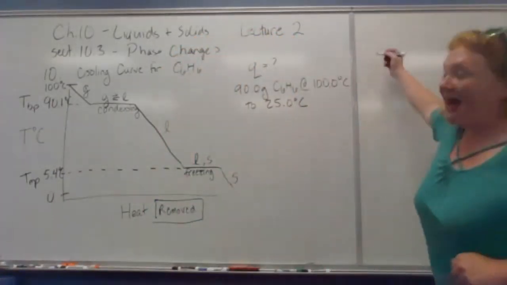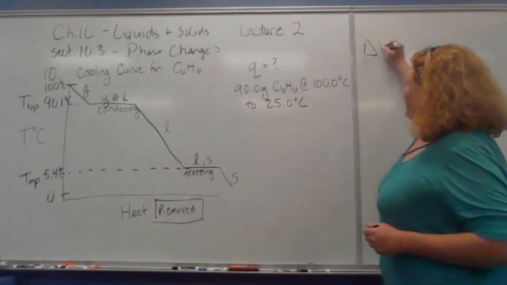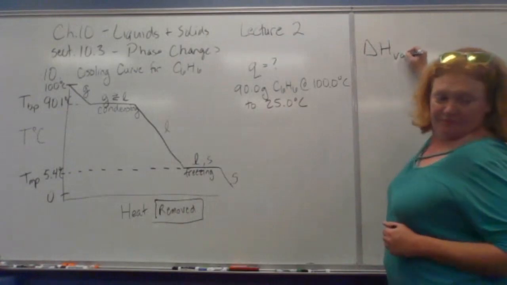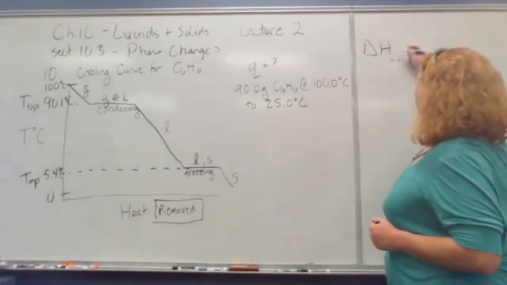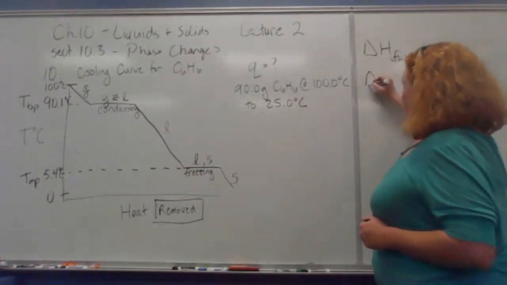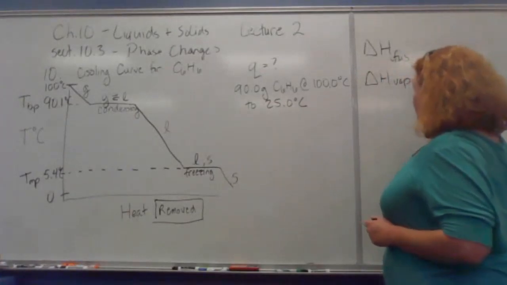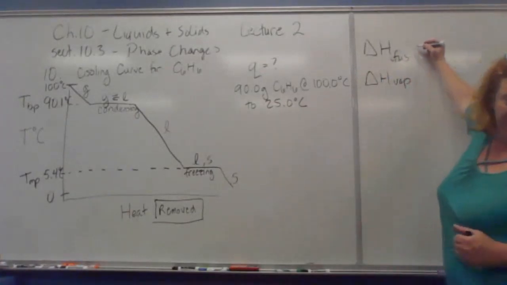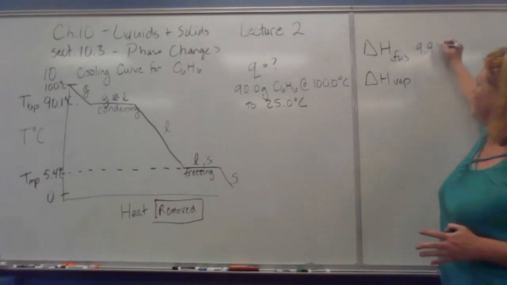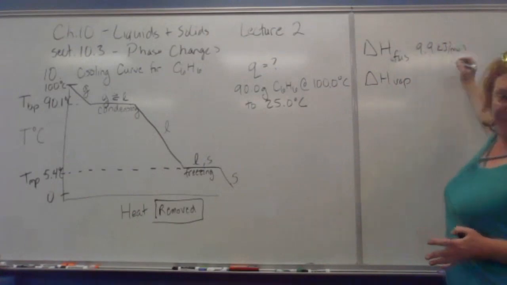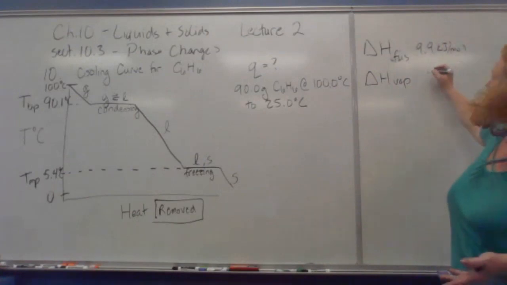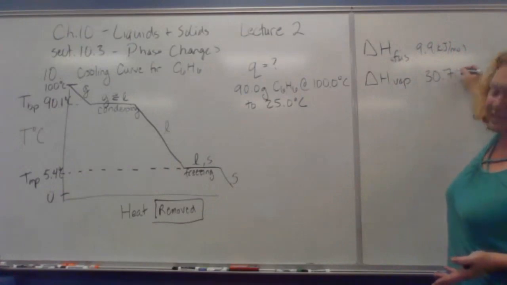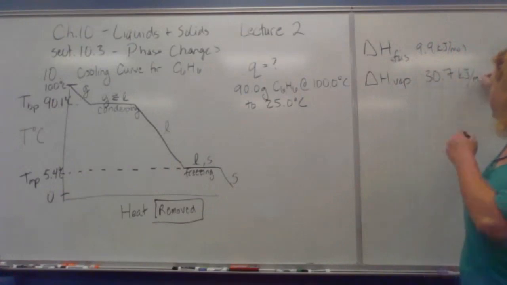Okay, so this is where I give you in the table delta H of fusion, and I give you delta H of vaporization. Fusion value was 9.9. The vaporization value was 30.7. Okay.